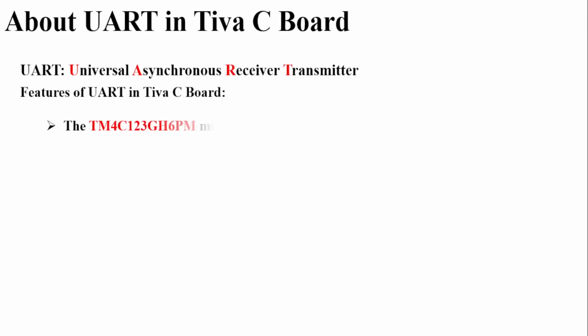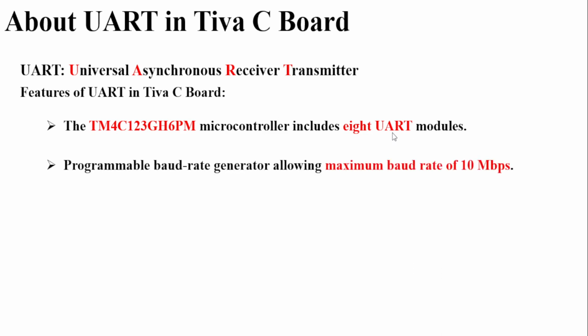So first of all, let us briefly talk about the UART and the features of UART in the TIVA C board. UART stands for Universal Asynchronous Receiver and Transmitter, and it has got 8 UART modules. The microcontroller TM4C123GH6PM is used here in our project, and it contains 8 UART modules. Therefore we can connect 8 different UART modules or devices with the TIVA C board.